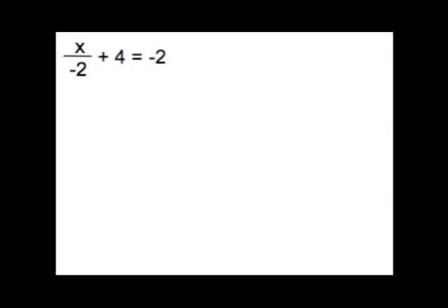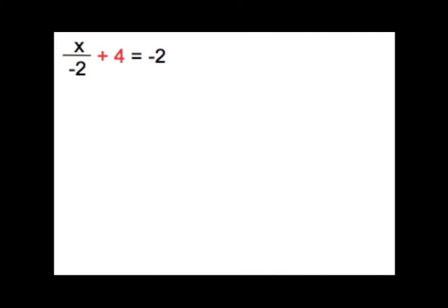Let's do one more example. x divided by -2, plus 4, equals -2. Again, we want to isolate our variable x, or get it alone on one side of the equation to determine its value. First, we determine that neither side of the equation can be simplified, so we can move forward solving our equation.